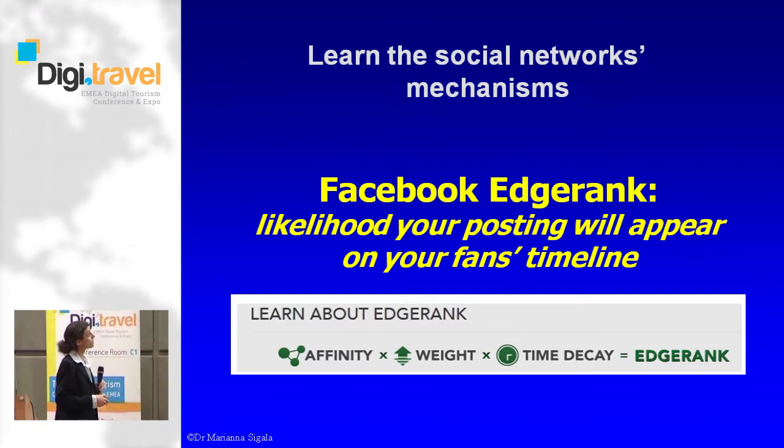It says that the possibility that you will see a post by somebody depends on how close you are with the person that is posting, and how important the posting is, important in terms of the more likes it has, the more comments it has, the more likely it is that it will appear again and again, and the time decay. Time decay means that the very old posts will never appear, and the very new ones will definitely appear in your timeline. And they call this statistic the edge rank.